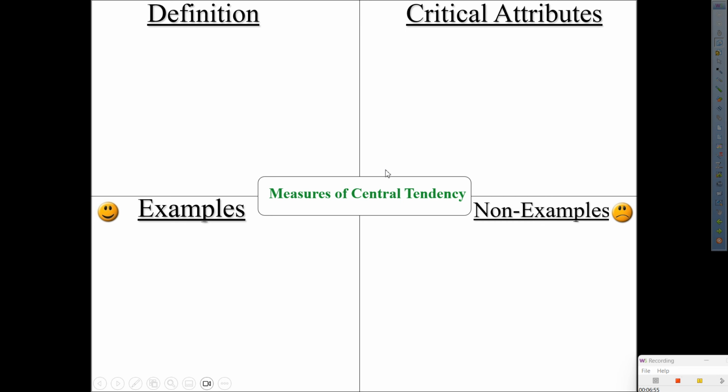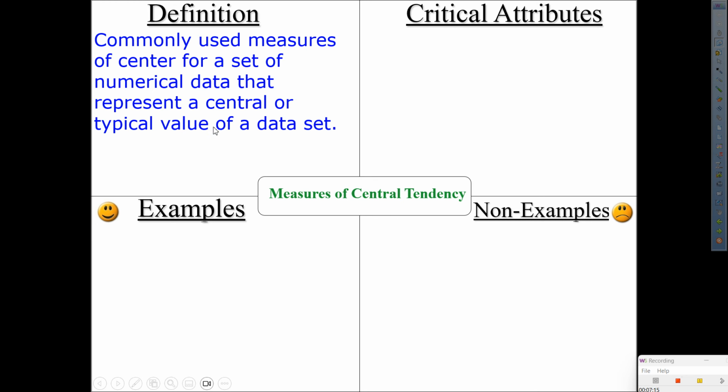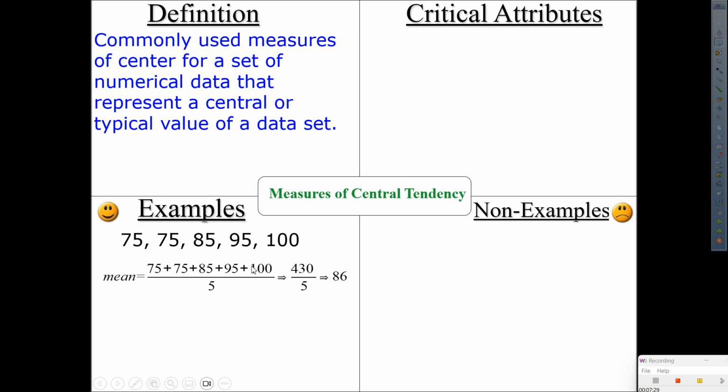So, just for the sake of time, measures of central tendency is when we gather data and we look at the center of the data. That's why the definition says commonly used measures of center. So that we focus our attention on the center of all the data that we were given. Examples, what are they? You said there were three of them. The median, mean, and mode, the most repeated data.